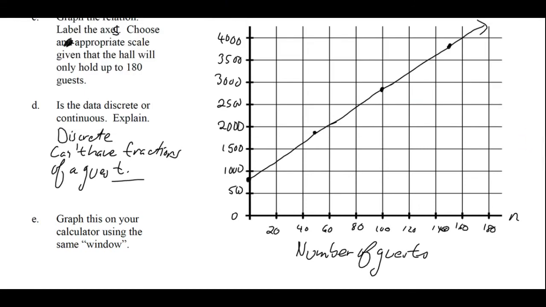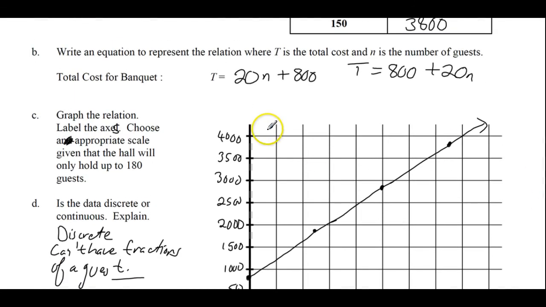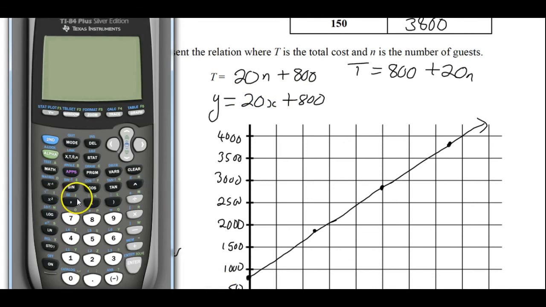Open this up, close that window. So we need the equation for this, right? We're going to do the equation as y equals 20x plus 800. So turn on. Let's do our window first. We can have from 0 guests to 180 guests. Let's go by tens. Actually 800 is the minimum cost, but I want to see 0. Let's go to 5,000. And if we go by 500, then we'll have 10 ticks.